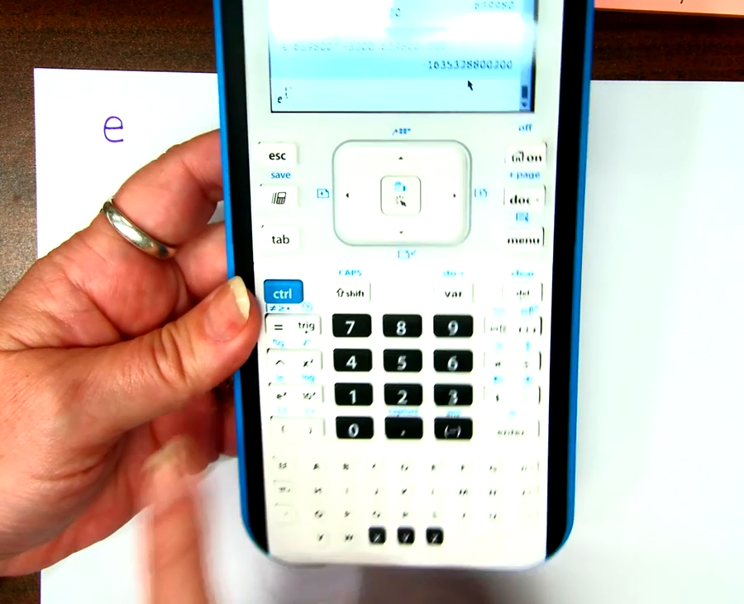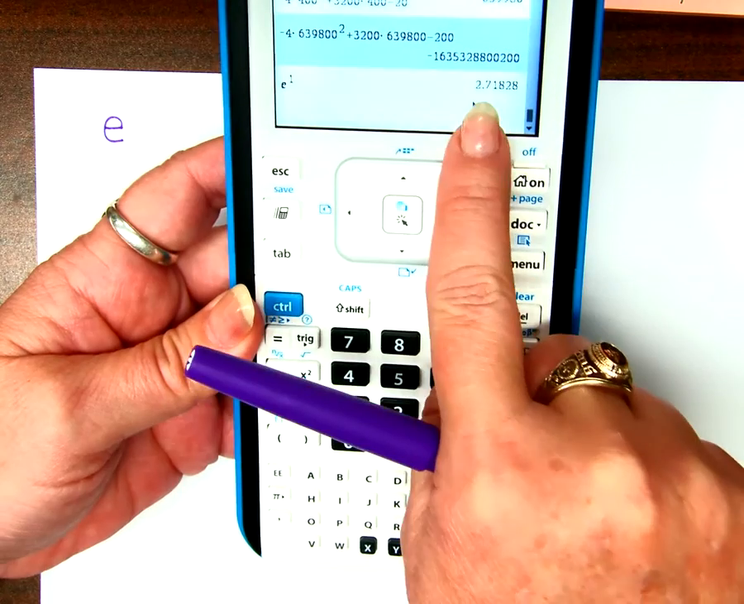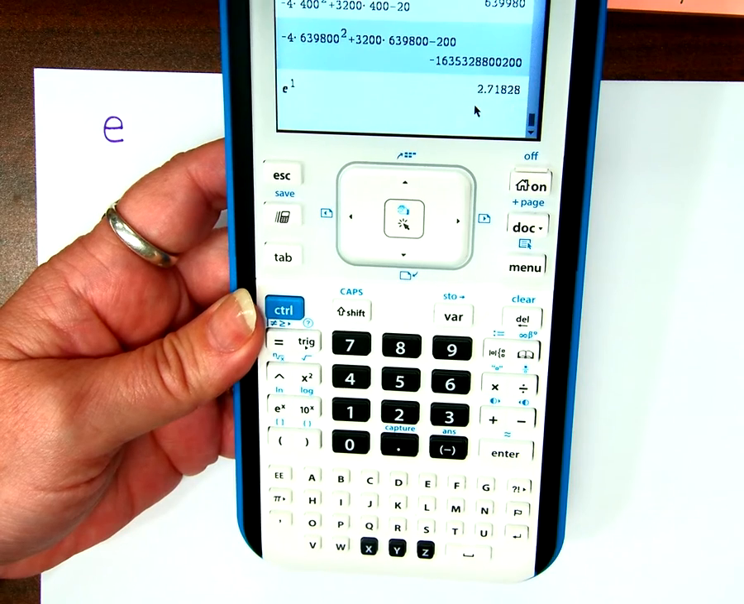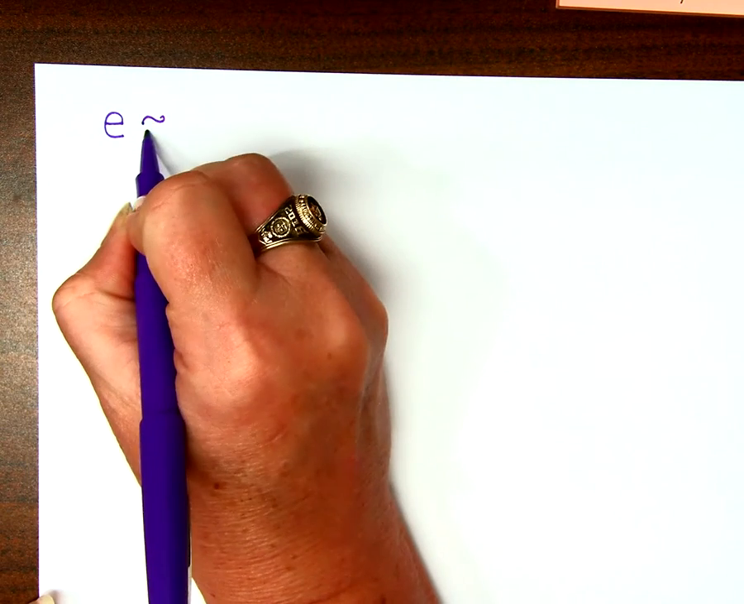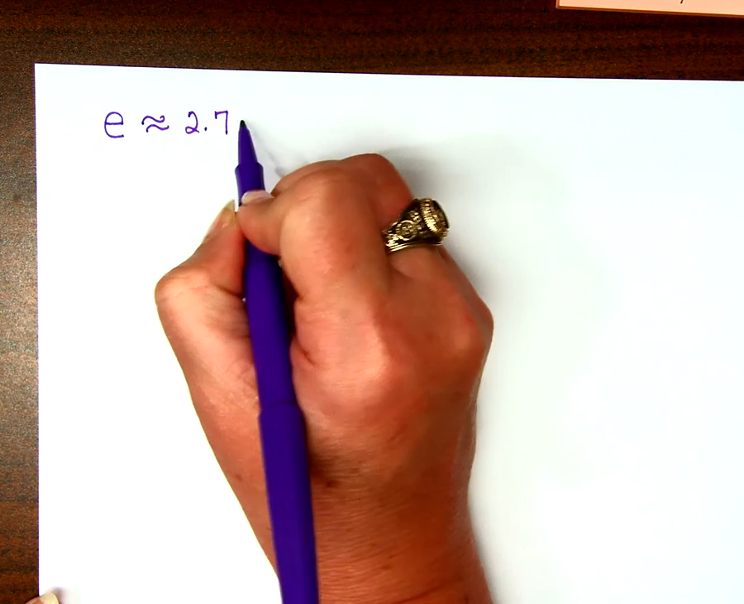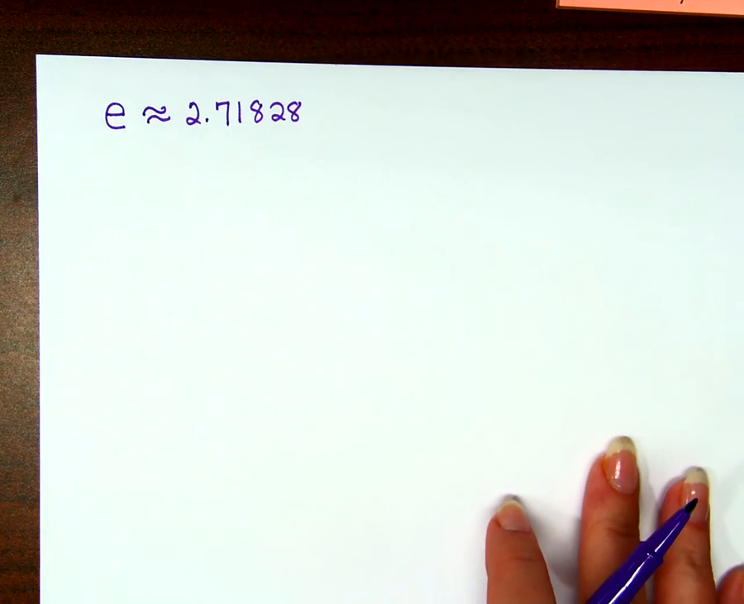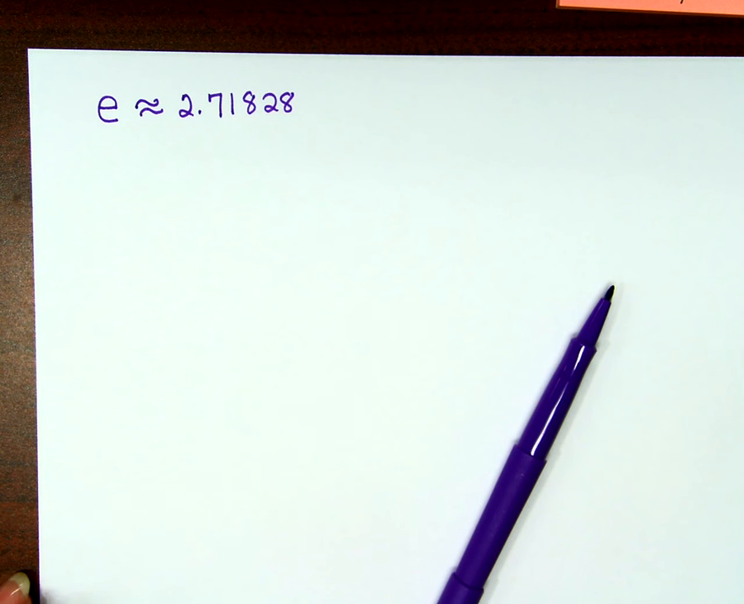If you press e to the first power, let's go ahead and press enter. It tells you the value is 2.71828. Okay, and that's an approximation. That's a rounded answer, 2.71828. Any idea why we call it e?